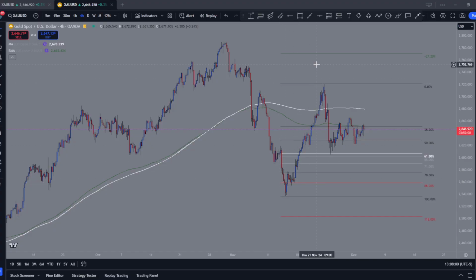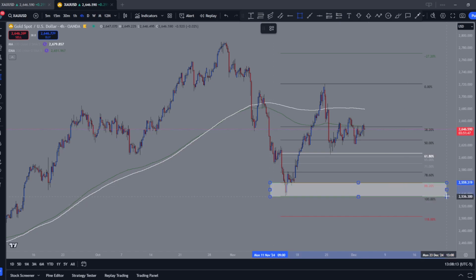The way we trade it is the same as other levels, but this is the only level that you can snipe. So we use that 88% as a zone, between the 88 and the 100. If you want to snipe it, you can just be assured that your stop loss is on the 100% and your buy is on the 88.20%.